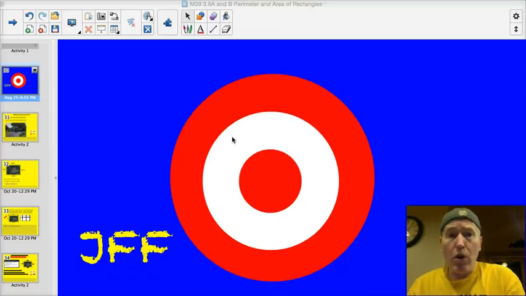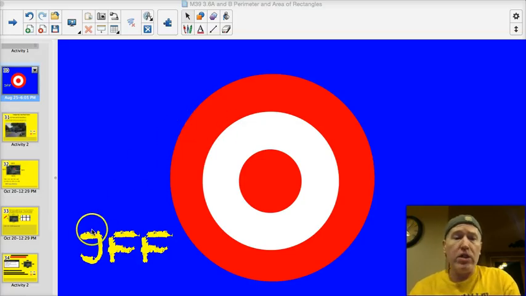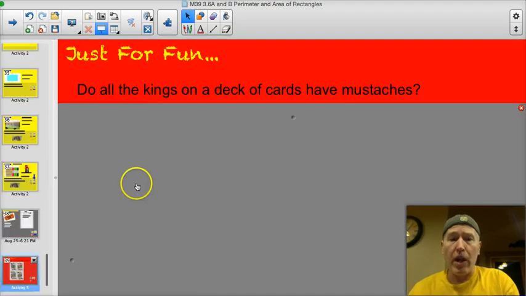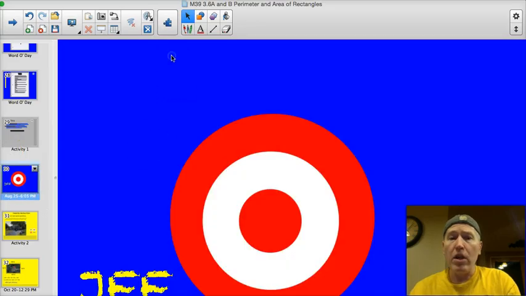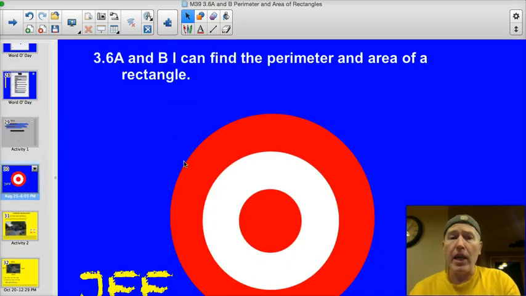Tonight we're going to explore the world of perimeter and area of rectangles. This is a review target, so it should be pretty straightforward and easy. But let's start off with our trivia question of the day. Do all the kings on a deck of cards have mustaches? We'll get that answer and much more after instruction. Tonight, our official target, 3.6a and b. I can find the perimeter and area of a rectangle.